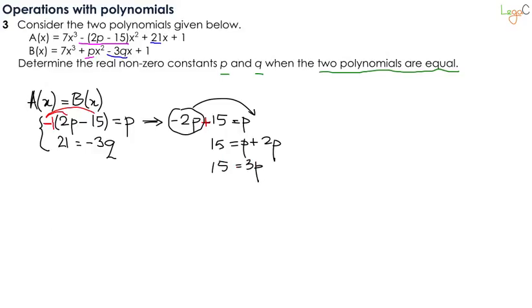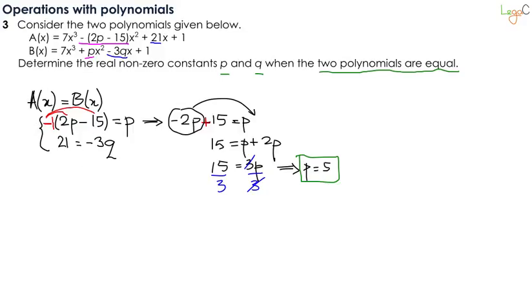At this point, what we have to do, we have to divide both sides of the equation by 3. So if we divide by 3, that cancels that. So we end up with p equals 5. And I'm going to make sure that I let everybody know that this is the answer.